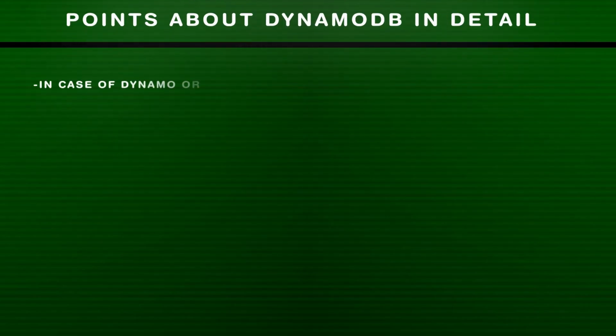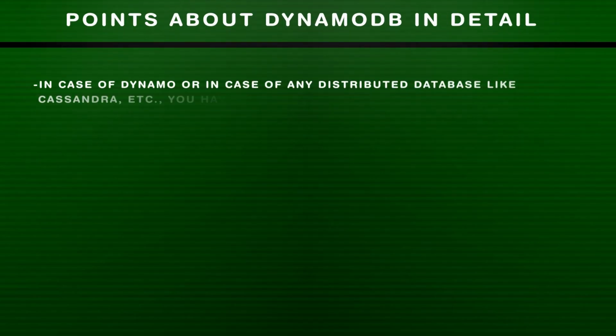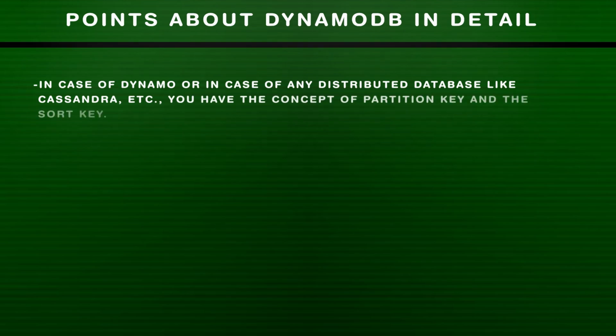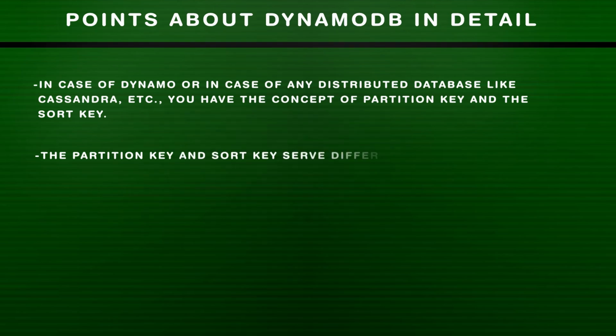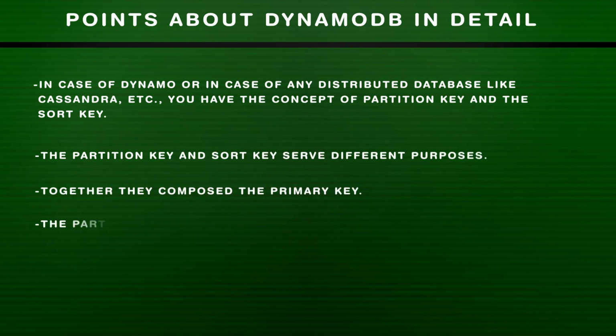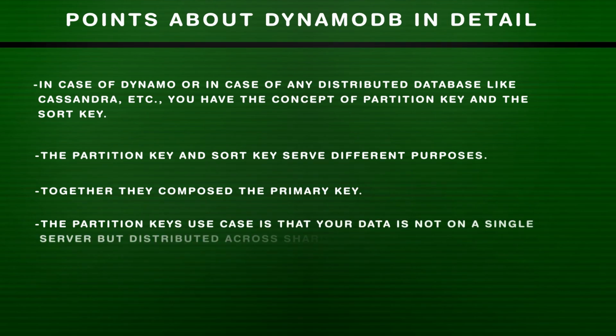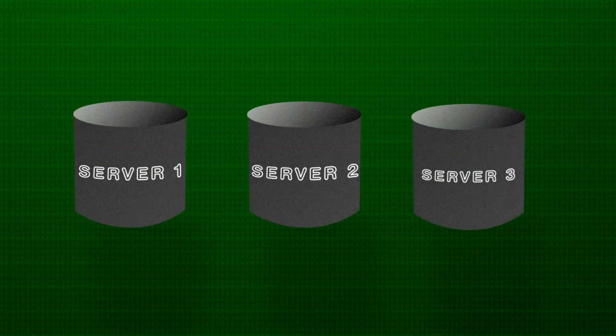In case of Dynamo, or any distributed database like Cassandra, you have the concept of partition key and sort key. Well, the partition key and sort key serve different purposes. Together, they compose the primary key. The partition key's use case is that your data is not on a single server but distributed across shards or different servers. Let's say that you have server 1, server 2 and server 3. Well, they can also be called partitions.